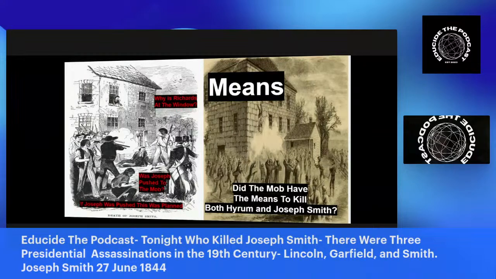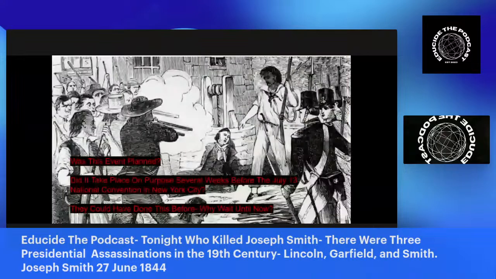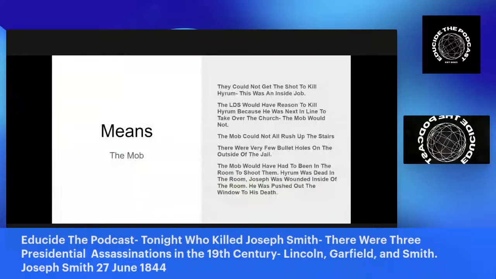Was this event planned? Did it take place on purpose several weeks before the July 13th National Convention in New York City? They could have done this before, but why wait till now? The means. Let's look a little bit deeper into this. They could not get a shot to kill Hiram. This was an inside job.